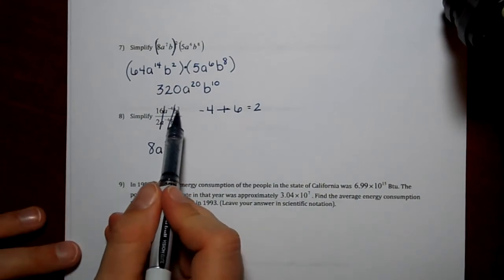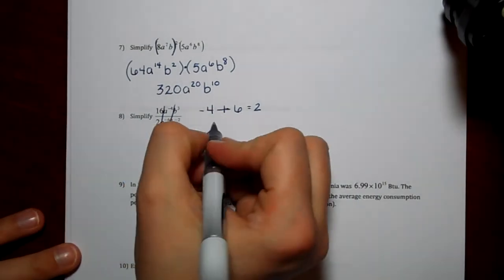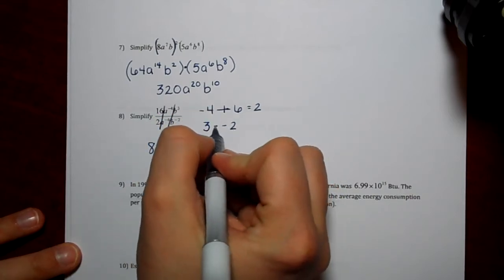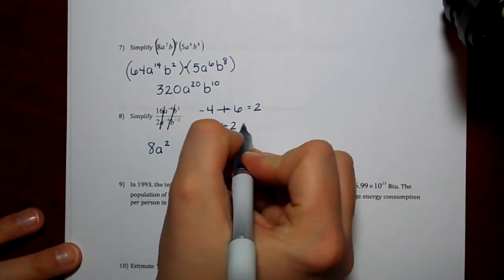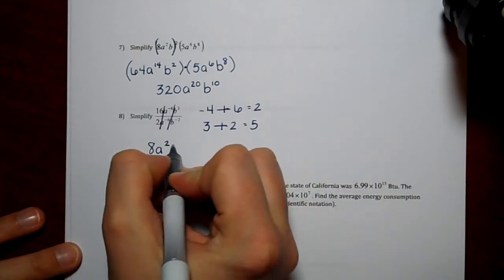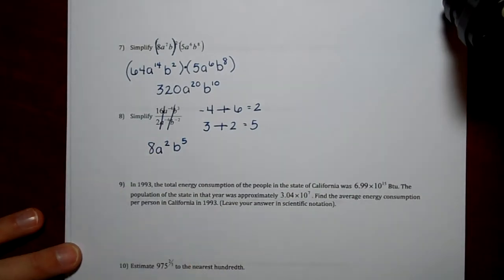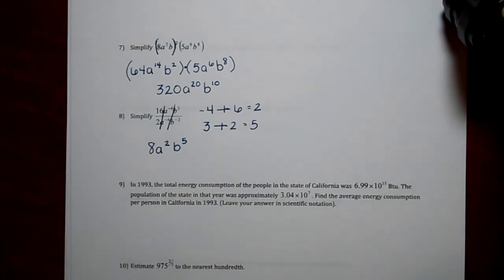So let's check this. This is 3 minus negative 2. And remember, 3 minus negative 2 is really the same thing as 3 plus 2, which is 5. So here I'll end up with b to the 5th. And that'll be my final answer, 8a squared b to the 5th.